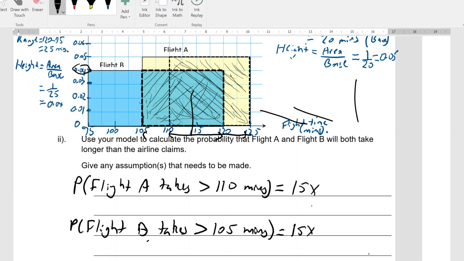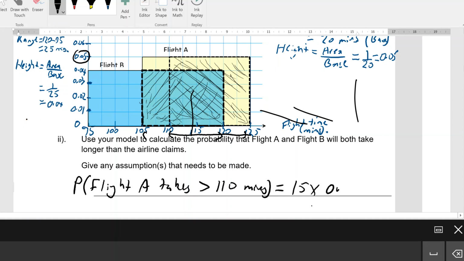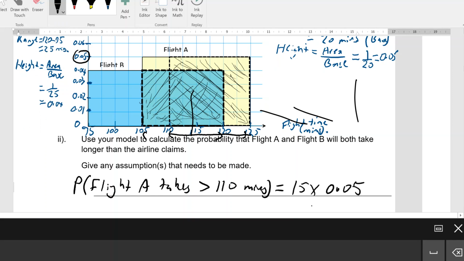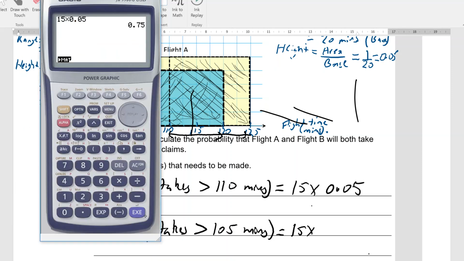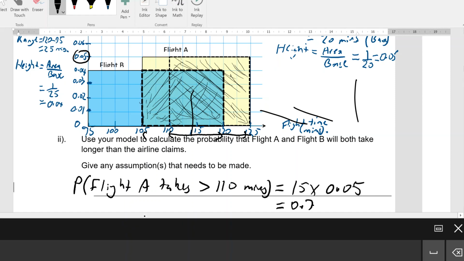And the height for flight A is 0.05. So that's going to be 15 times 0.05. So what does that equal? 0.75. So 75% chance that it's going to take longer than claimed for flight A. It's not ideal, is it?